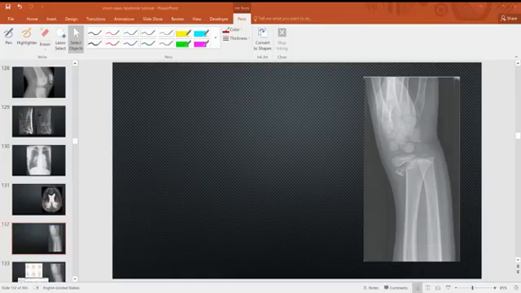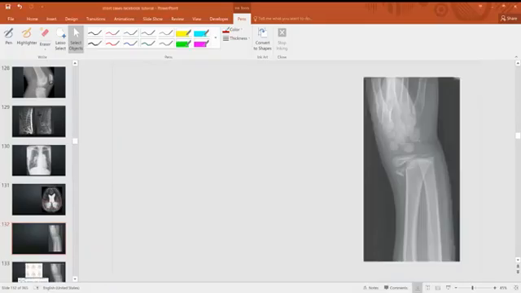Type 2 Salter-Harris, Dr. Ibrahim, Dr. Haidar, very good. Dr. Haidar, very good. Dr. Ibrahim, it is Salter-Harris type 2. The correct answer is Salter-Harris type 2.